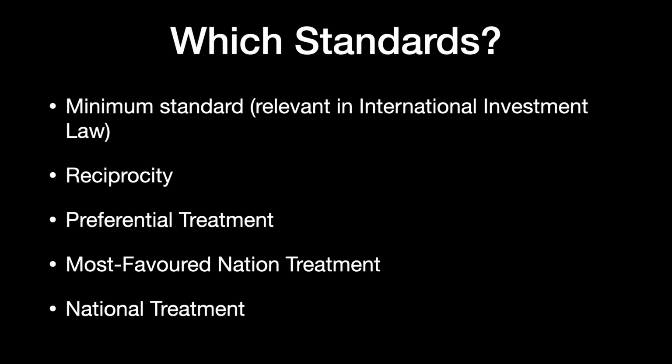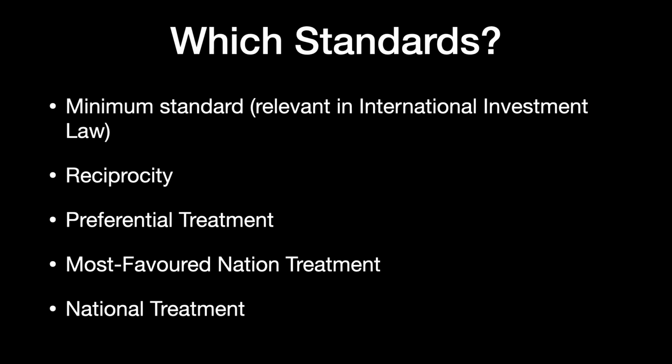One of the most controversial is the minimum standard for the treatment of foreigners and their property. Being a minimum standard, this entails that there is a right to a minimum type of treatment regardless of other applicable rules. Then we have the standard of reciprocity. A will have the right to the treatment from B that is symmetrical to what it gives to B.